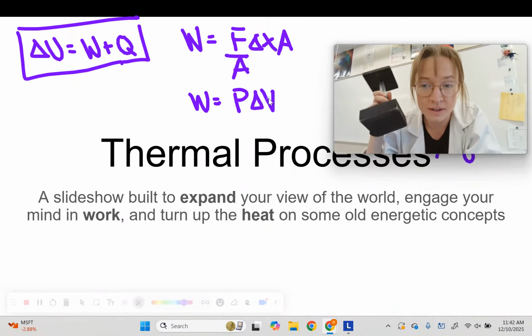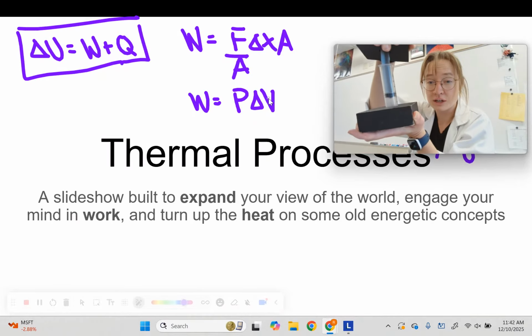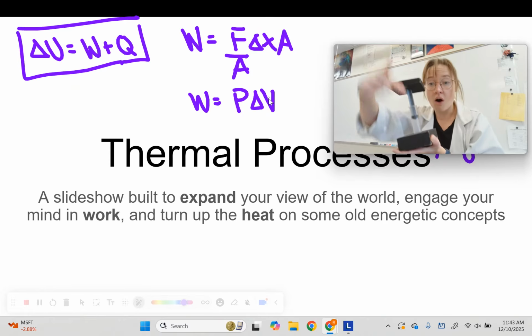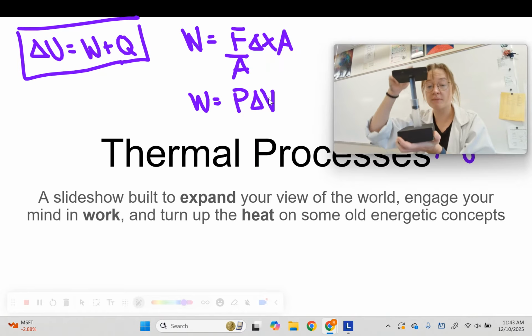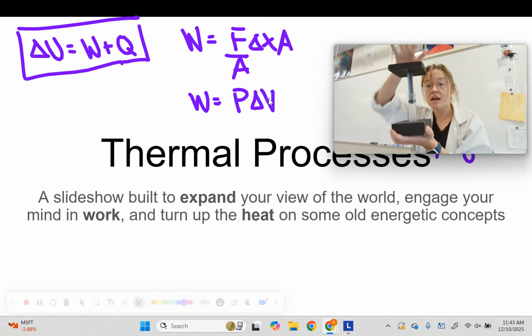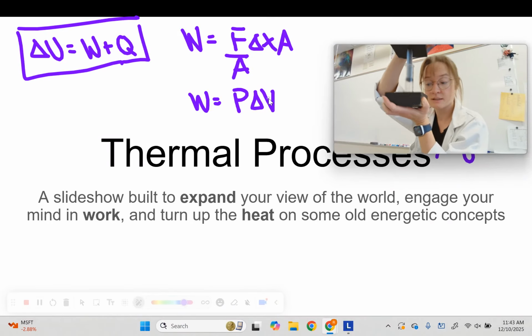Now, we have to be very careful here because there's a little bit of a sign issue. Watch here. If I apply pressure, do you see that I just did work on the gas? We say doing work on the gas is called positive work because I just added energy into the gas. So I just did positive work. But do you see that the volume of the gas just decreased?